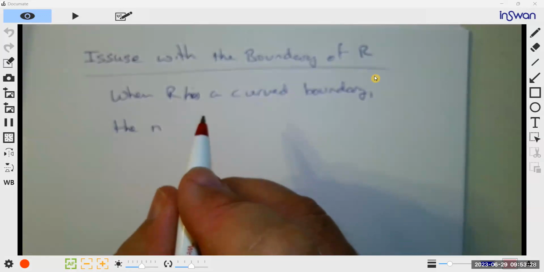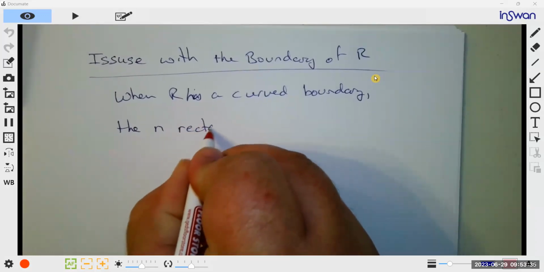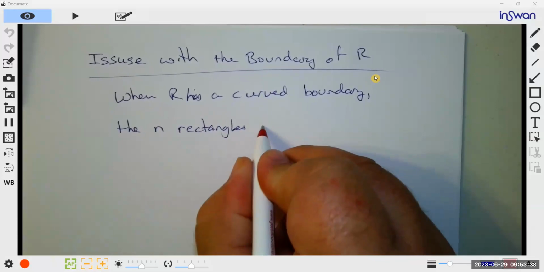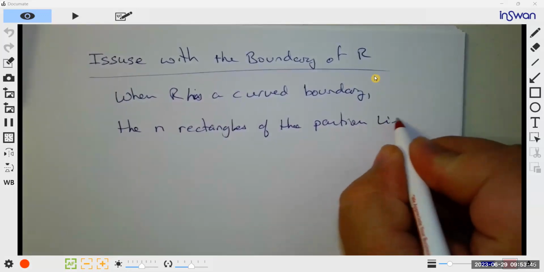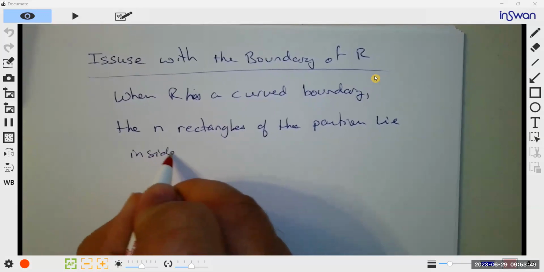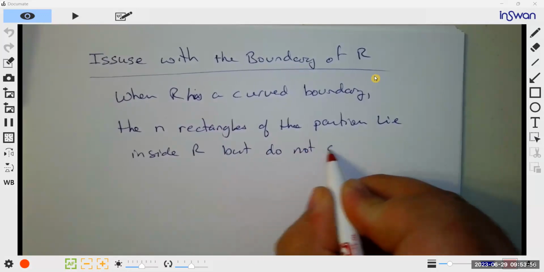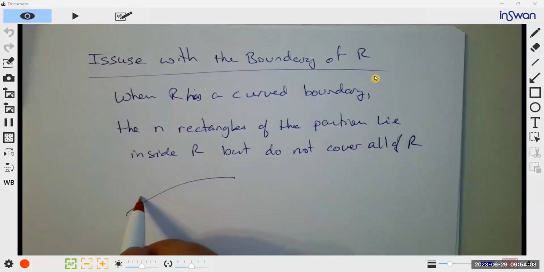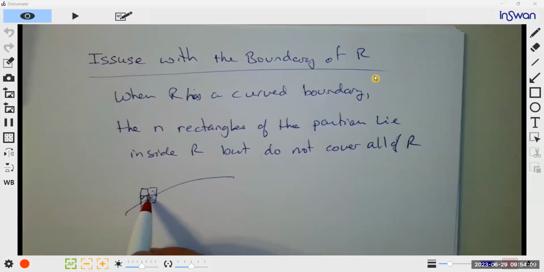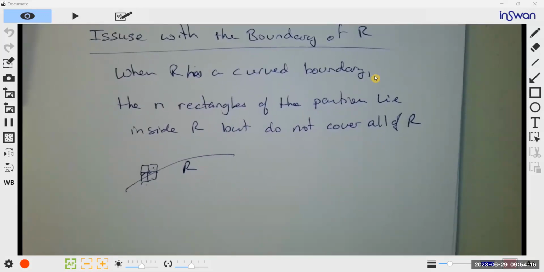the n rectangles that we have of the partition lie inside R, but do not cover all of R. Because if we had our object here and we do our small rectangles, some parts of it are not in the R range. This is R. That is a problem that we're going to be faced with.